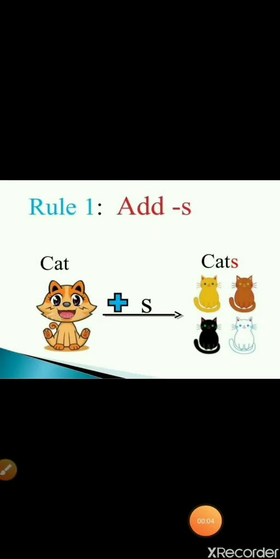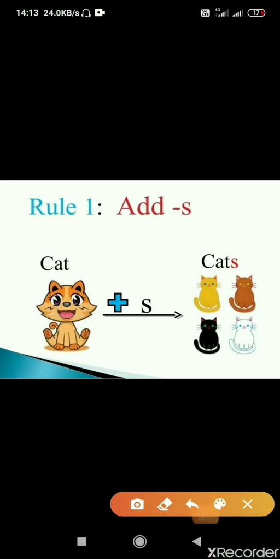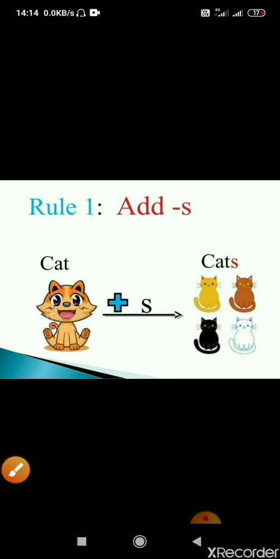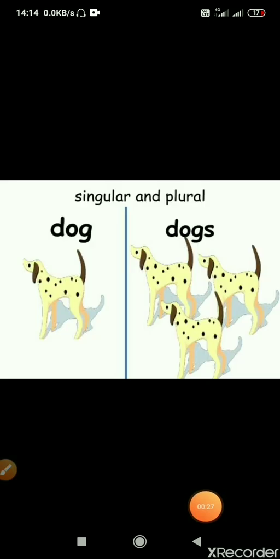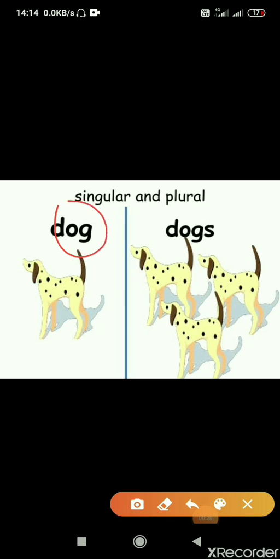First rule is just by adding s to the singular form. For example, we can see here a word cat, and the plural form of the cat will be just by adding s to its singular form, that will be cats. Next we can see dog, and the plural form of dog will be just by adding s to its again singular form, and its plural form will be dogs.